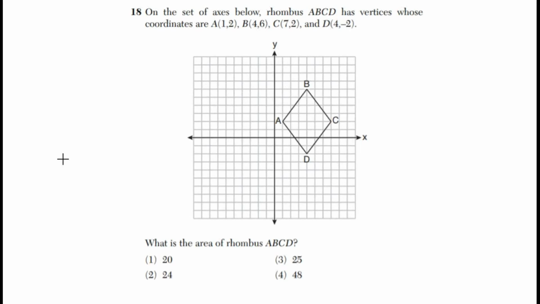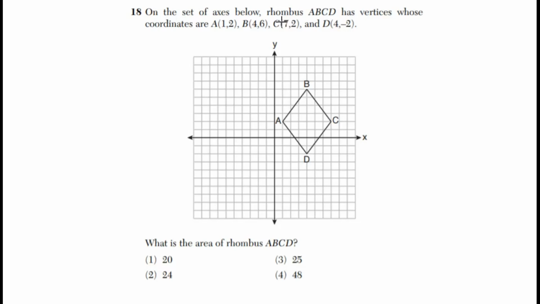So for number 18, they give us a rhombus and they give us the vertices, and basically they're just asking us what is the area of the rhombus. All right. Now there's 2 ways you can do this: the hard way and the easy way. I'm going to show you the easy way because you do need to know the formula, but then I'll show you what the hard way would be if you didn't know this formula.